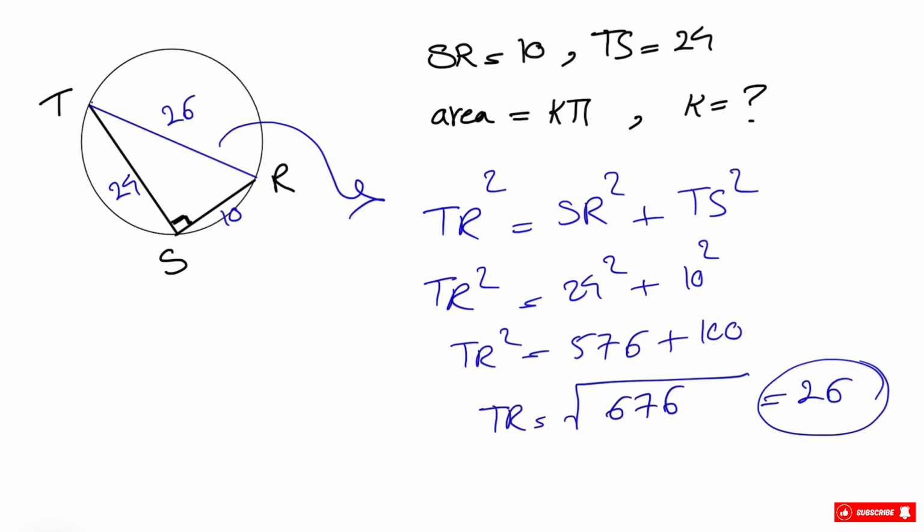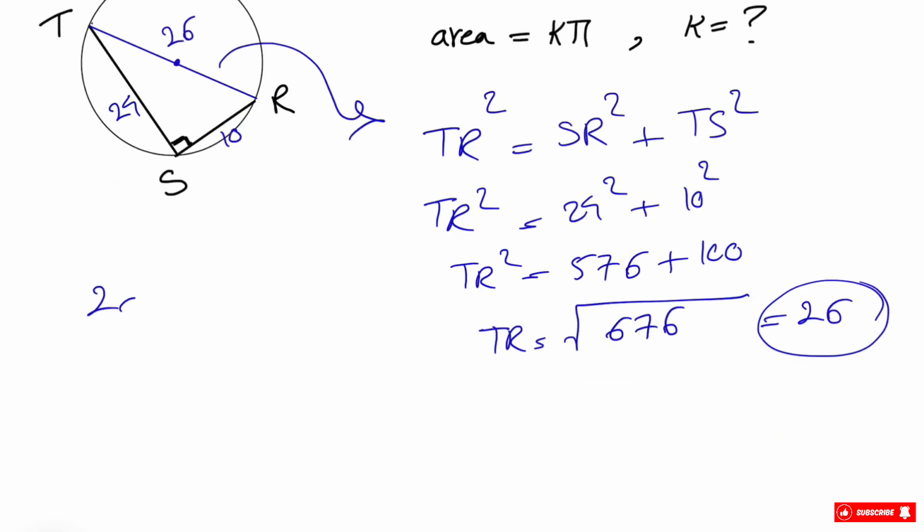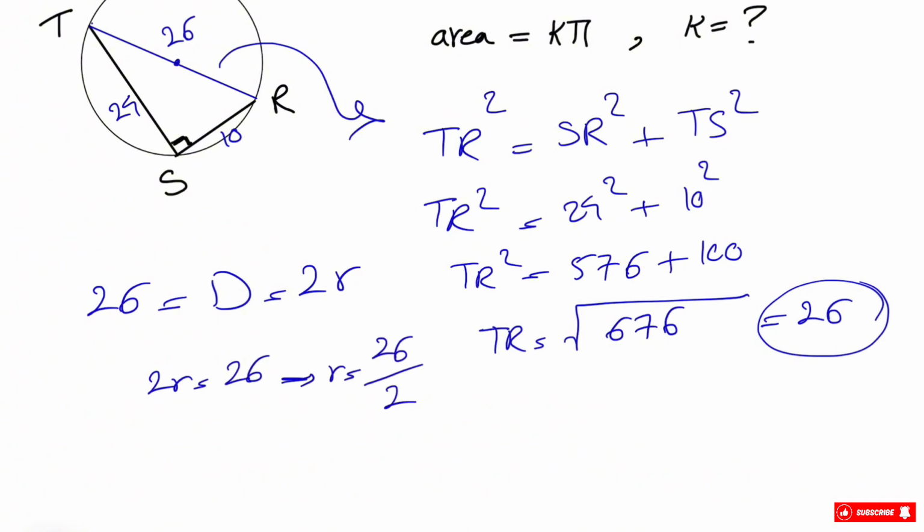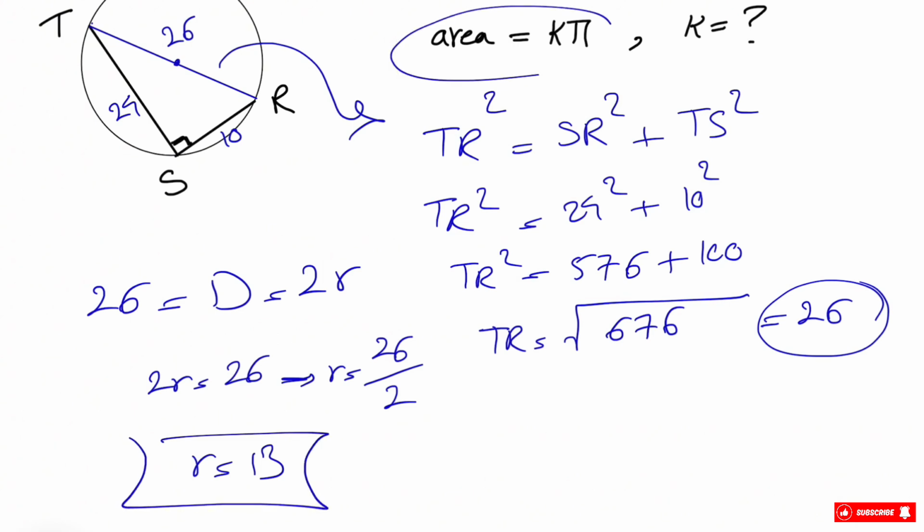Here we go, and we have the hypotenuse of this right triangle now, 26. And if we look at this, we'll see that this will be the diameter of the circle, which means 26 will be equal to the diameter, or 2 times the radius. So from here we can find the radius: 26 divided by 2, or 13.